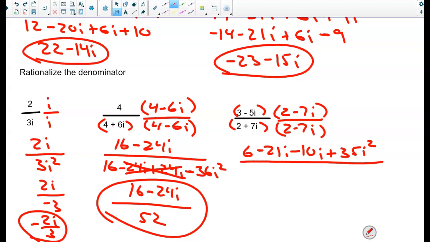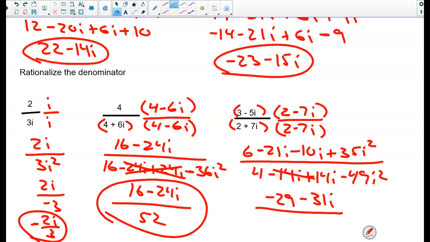On the bottom, we have 4 minus 28i. Oh, I'm not sure. Excuse me, not 28i, my fault. 4 minus 14i plus 14i minus 49i squared. Okay. 35 times negative 1 is a negative 35. Negative 35 and 6 is negative 29. Negative 21 minus 10 is a negative 31i. On the bottom, the middle terms cancel. Negative 49 times negative 1 is 49, plus 4 is 53. And this is our answer.